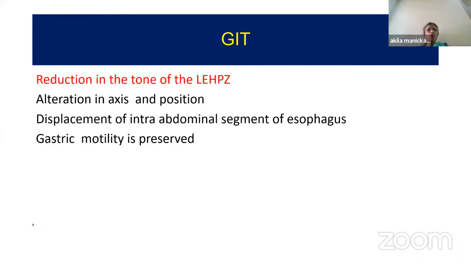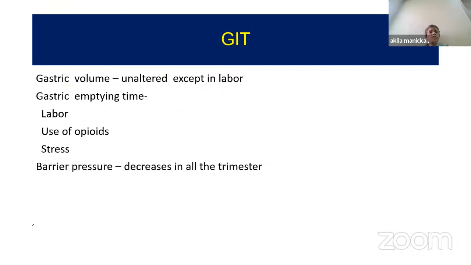Routinely, this pressure is maintained because of the pinch valve mechanism of the intra-abdominal part of your esophagus. But during pregnancy, the stomach is pushed upward and there is alteration in your axis, so it gets rotated. Because of this, the abdominal part of your esophagus is pulled into your thorax. So the pinch valve mechanism is lost, which ultimately is responsible for your gastroesophageal reflux and silent regurgitation. So gastric motility is preserved. The alteration in your high pressure zone is responsible for the silent regurgitations which can occur. And progesterone is also responsible for relaxation of your lower esophageal sphincter tone.